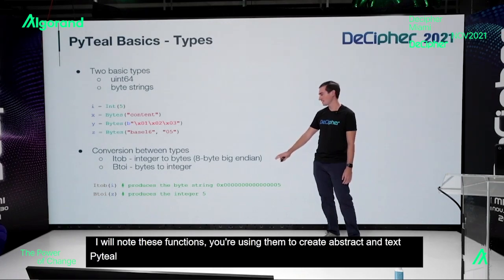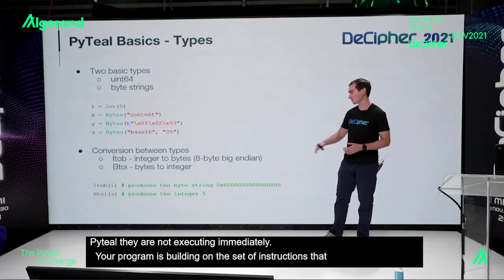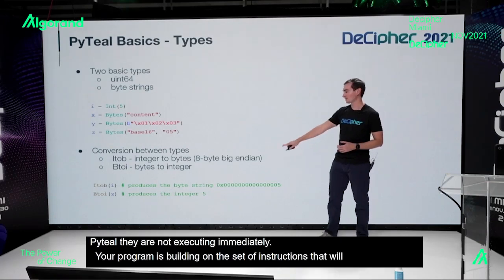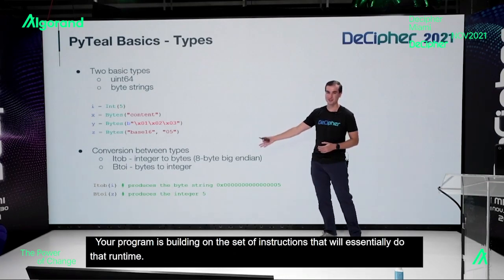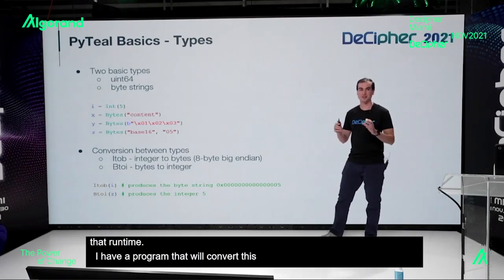What's happening is your program is building up the set of instructions that it will essentially do at runtime. So this is saying, I'm having a TEAL program that will convert this integer to a byte array at runtime. It's not actually happening in the Python environment itself.